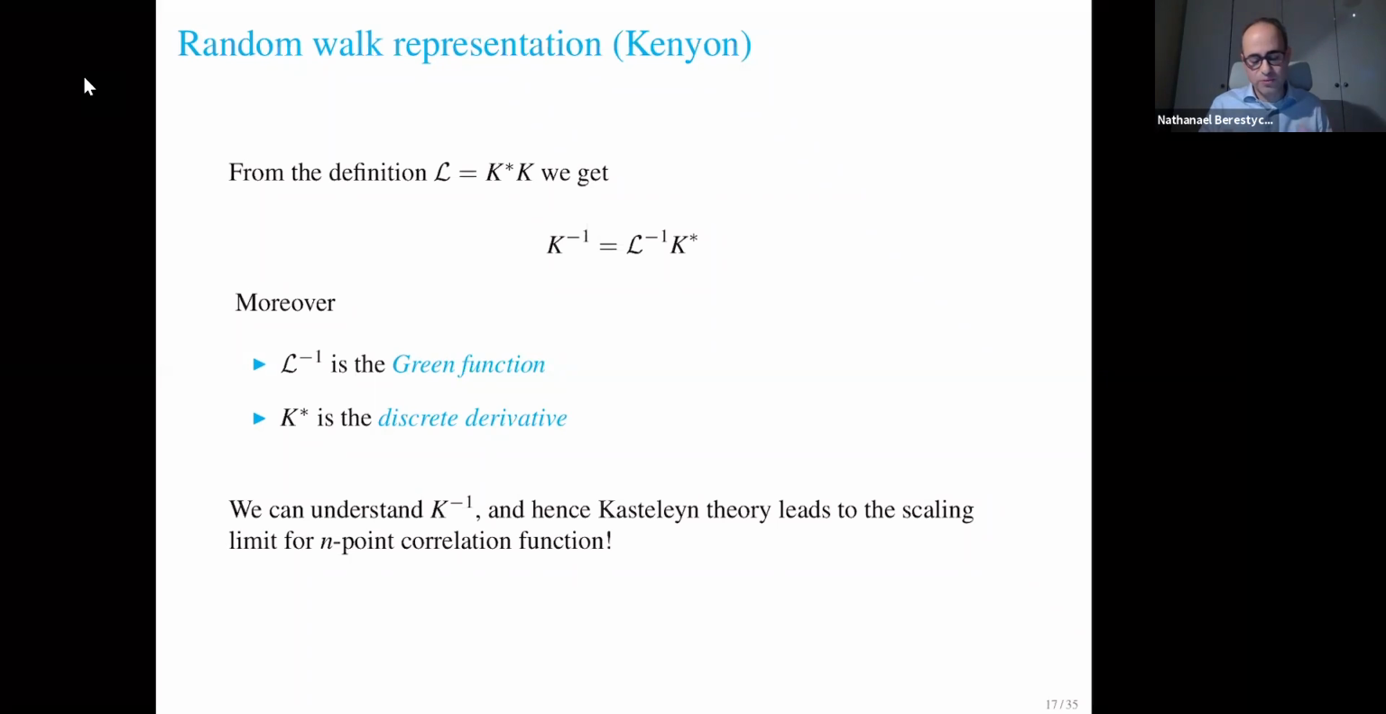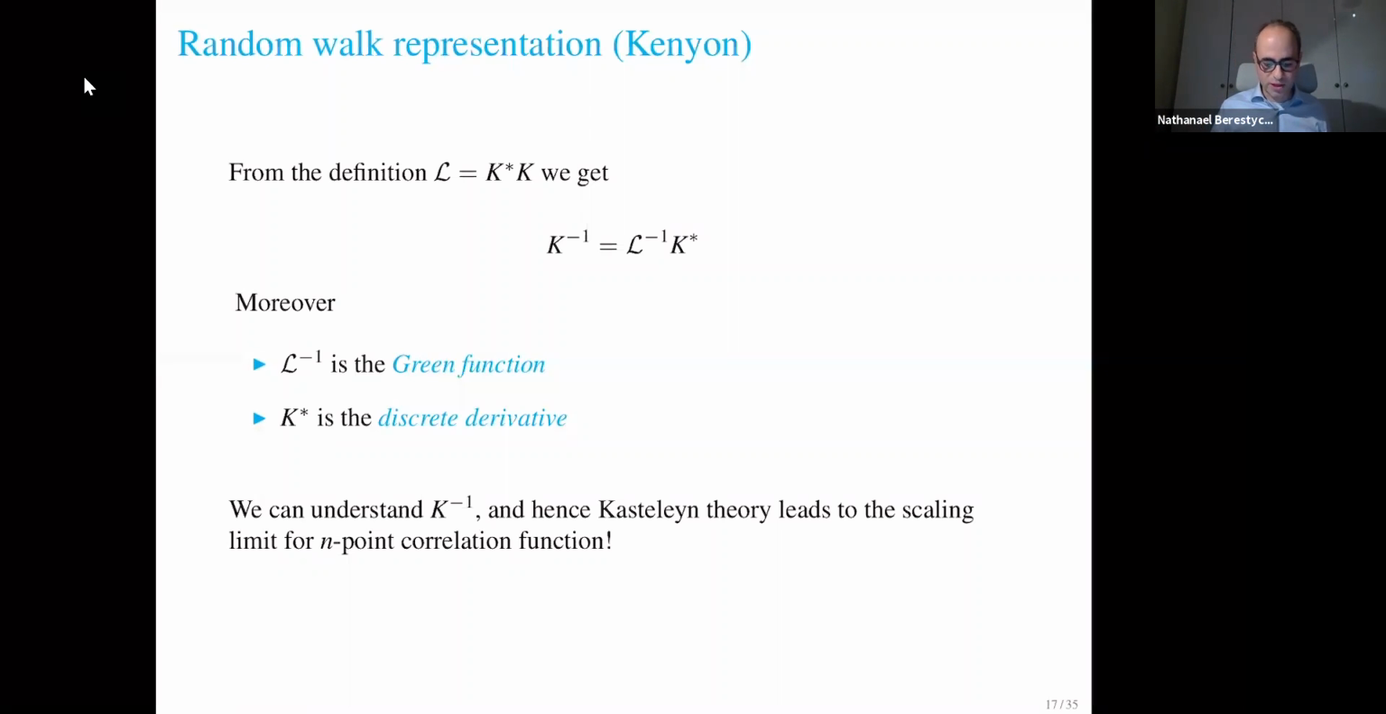So from this, it's a very long computation. The paper is long and very hard to follow, but we can understand K inverse on a large scale. And so Kasteleyn theory tells you what the scaling limit is for the endpoint correlation function, and that's how you get, in the scaling limit, the continuum Gaussian free field. Okay, so this is a summary of what Kenyon did and Kasteleyn theory.